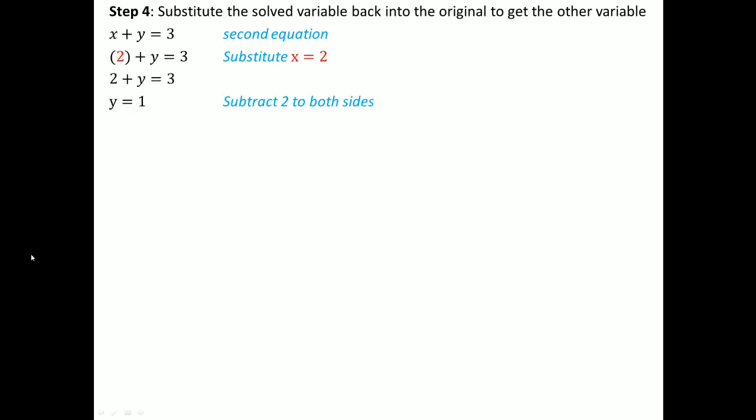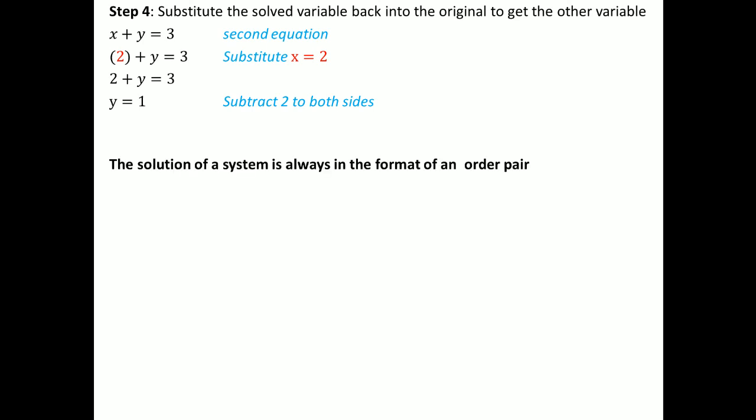So I'm now going to substitute the solved variable back into the original to get the other variable. It's x plus y equals 3. That was my given second equation. You can use your first equation if you want, but I use the second equation because it looks neater. So I substitute x equals 2, which was just solved for. So x here becomes 2. In that process, I have 2 plus y equals 3. Subtract 2 from both sides, I get y equals 1.